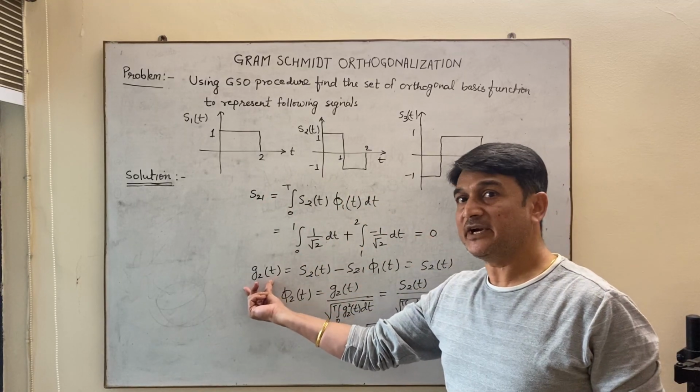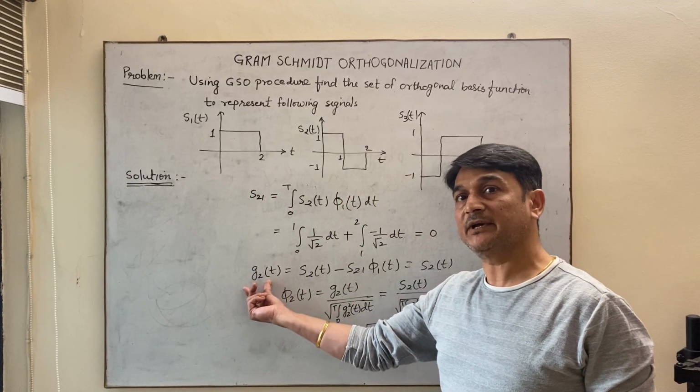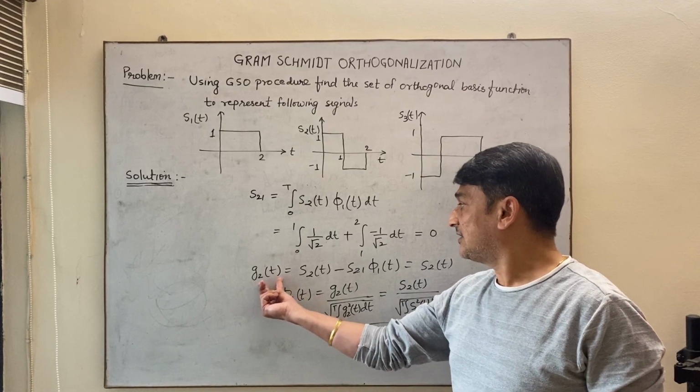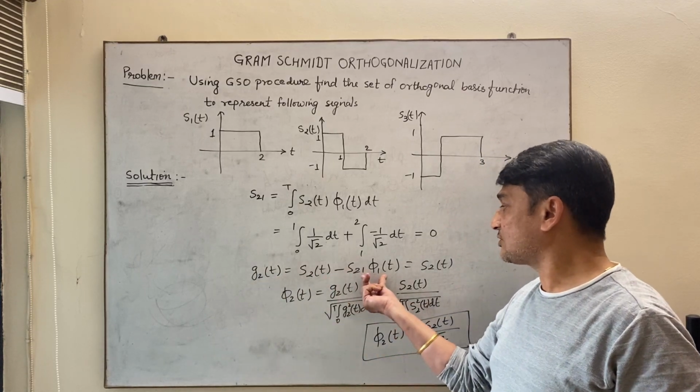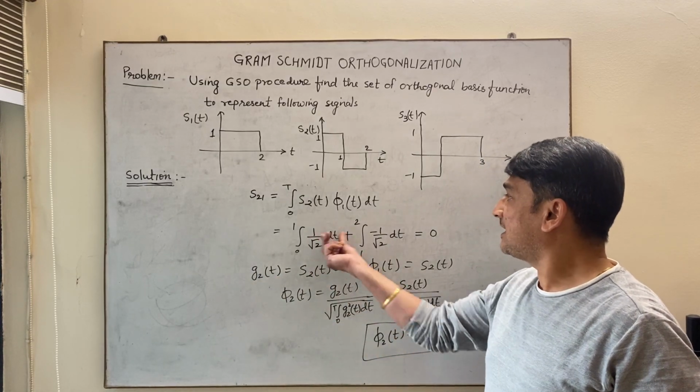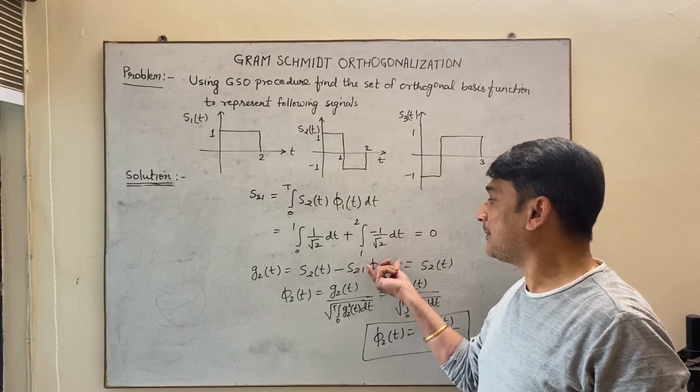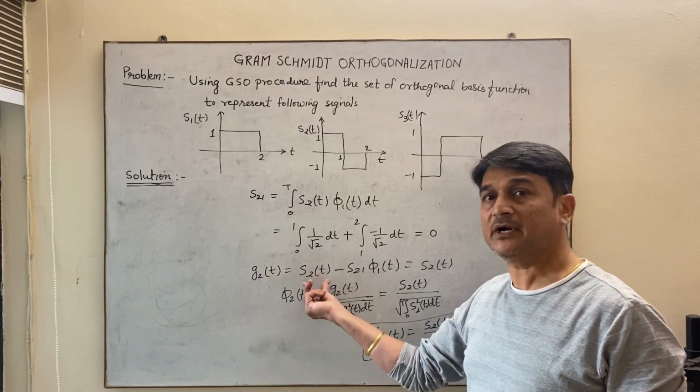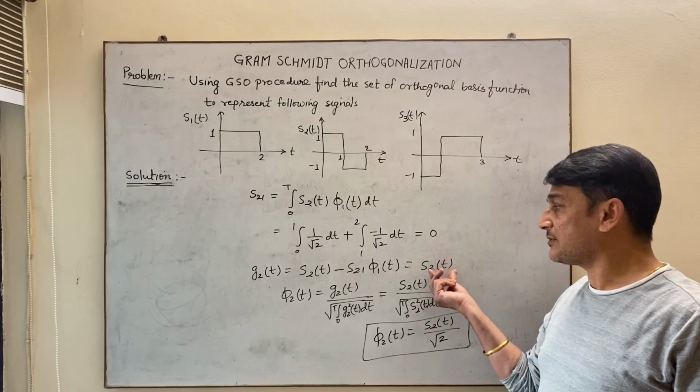So now the intermediate function which we have introduced in the mathematical derivation, G2(t), is S2(t) minus S21 phi 1(t). Now S21 is 0, so this part will become 0. So that means G2(t) is nothing but S2(t). So G2(t) is equal to S2(t).